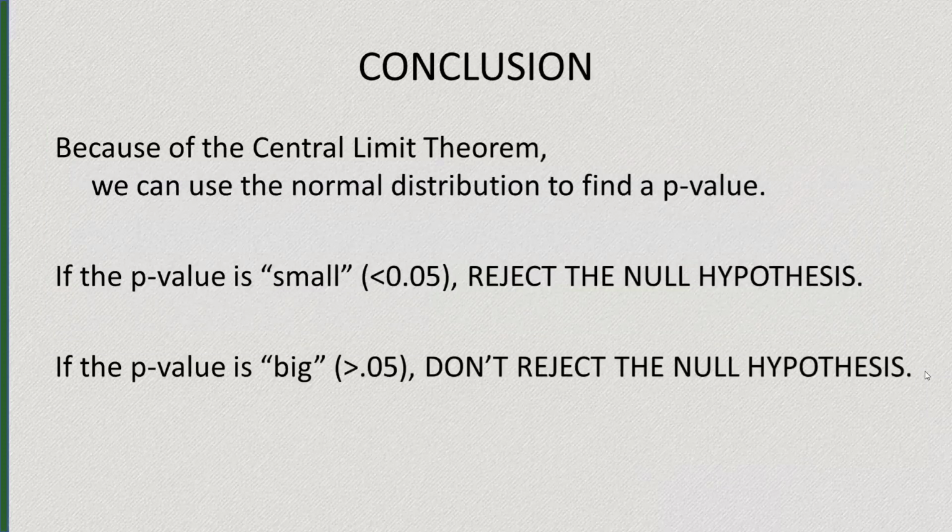So in conclusion, notice what we've done. We've used the central limit theorem to allow us to draw a bell curve. And on the basis of that bell curve, we can find a test statistic, and from that, a p-value. If that p-value is small, we will reject our null hypothesis. If that p-value is big, we will not reject the null hypothesis. And that's the basic computational mechanics underlying the hypothesis test.